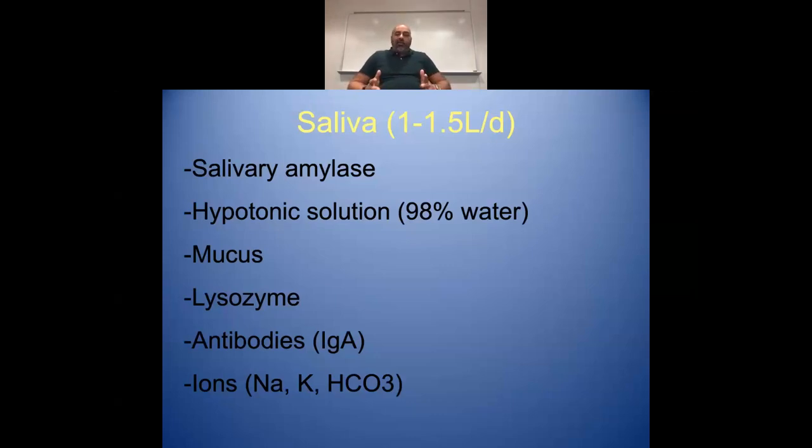So IgA, and we'll talk about the different antibodies in immunology, but IgA is like in all the body secretions. That's where you'll find IgA, one form of the antibody. So it stands for immunoglobulin A. Okay.